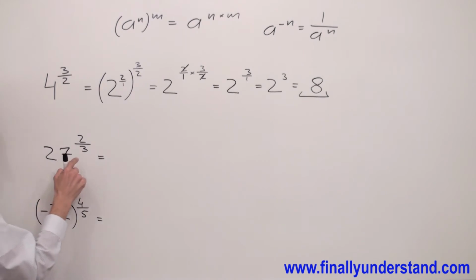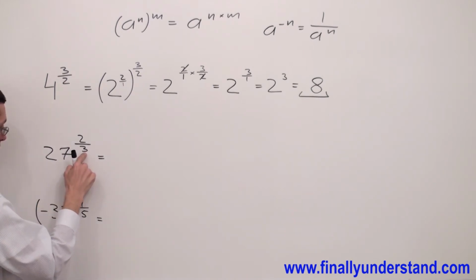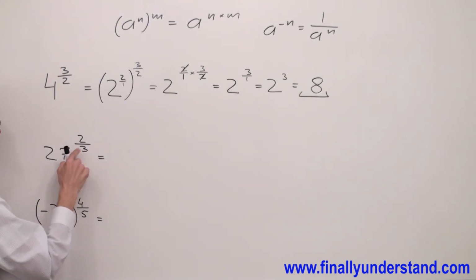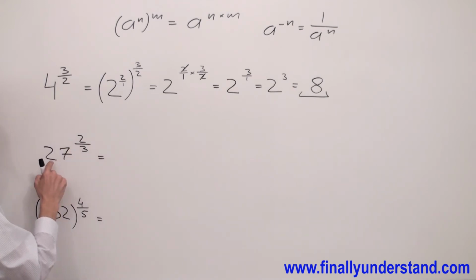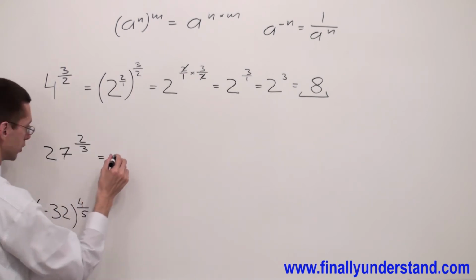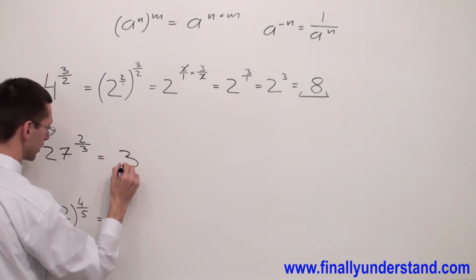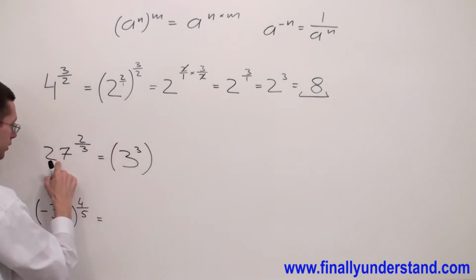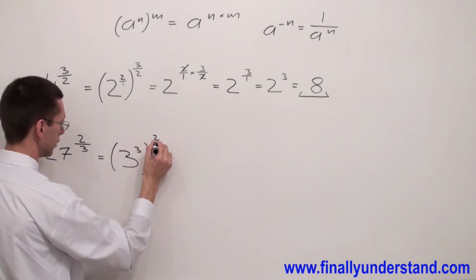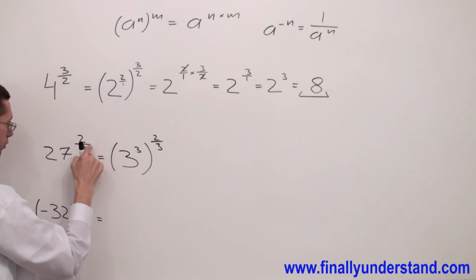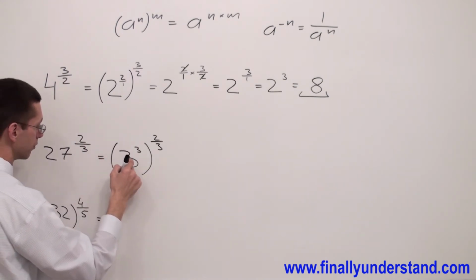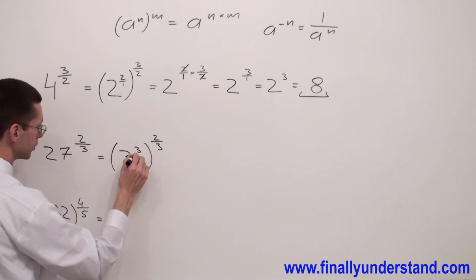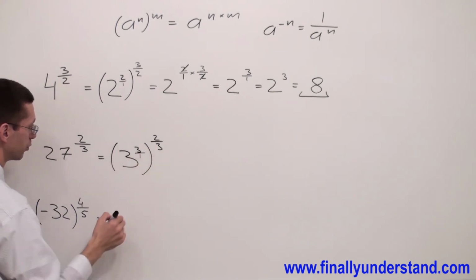Again, you're supposed to look at the denominator of your exponent, which is 3. What number raised to the third power is going to give me 27? The answer is 3. Okay, 3 to the third power is equal to 27. And I'm going to copy down the exponent, 2 over 3. Now, because I have a fraction outside of the parentheses, I'm going to create a fraction also inside of the parentheses.